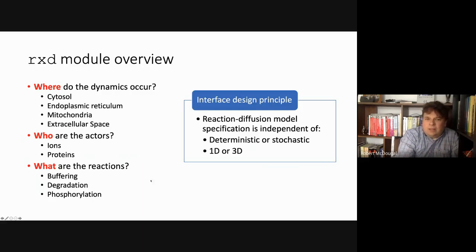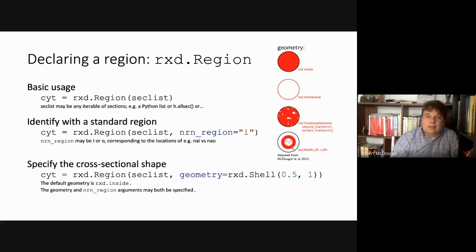And third, what are the reactions involved? So maybe there's a buffering reaction, maybe there's degradation. Certainly, phosphorylation is a common chemical reaction as well. All right. So that's the high-level overview.